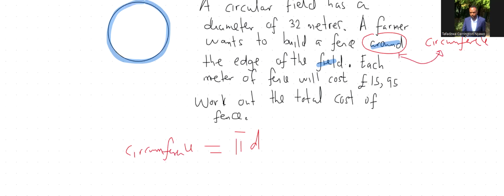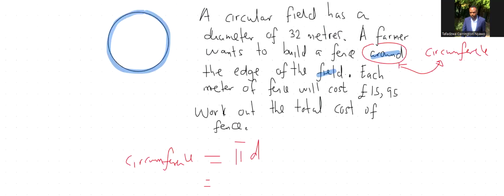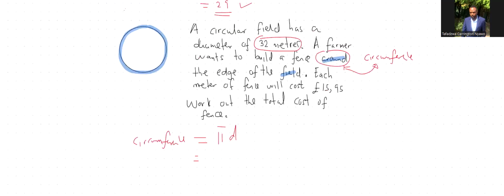So pi times d, and then they've given me the diameter, right? If you go up here, you can see that the diameter is 32 meters. That's the diameter. The diameter is 32 meters here.